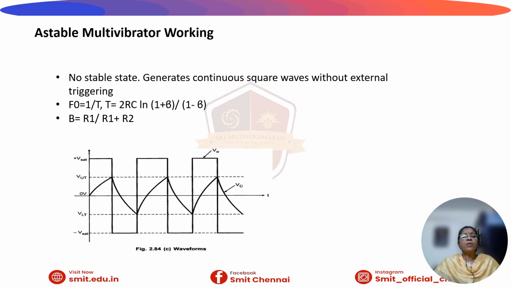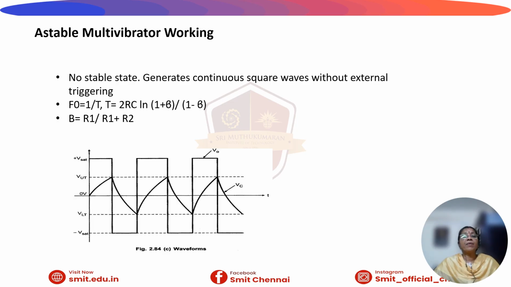The output of the astable multivibrator is a continuous square wave which has no stable state. It alternates between high and low levels of Vsat. It switches between plus Vsat and minus Vsat. Based on the capacitor charging and discharging, the output switches from plus Vsat to minus Vsat and minus Vsat to plus Vsat alternately, and it generates a continuous square wave.